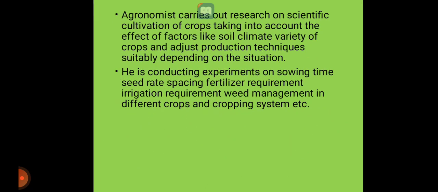Agronomists are also concerned with research and scientific cultivation of crops, taking into account the effect of factors like soil, climate, and variety of crop, and adjusting production techniques suitably depending on the situation. So agronomists conduct different experiments on growing time, sowing time, seed rate, spacing, fertilizer requirement, irrigation requirement, and weed management in different crops and cropping systems.